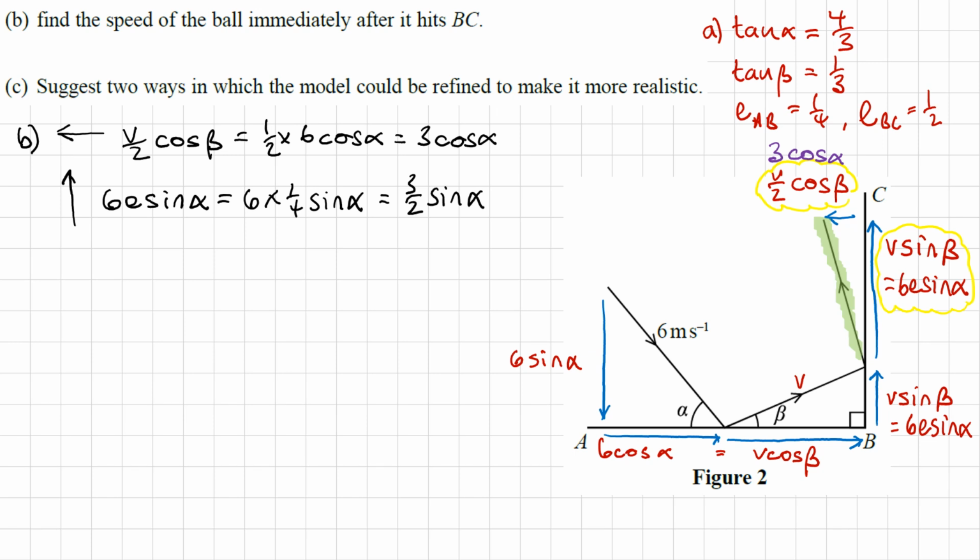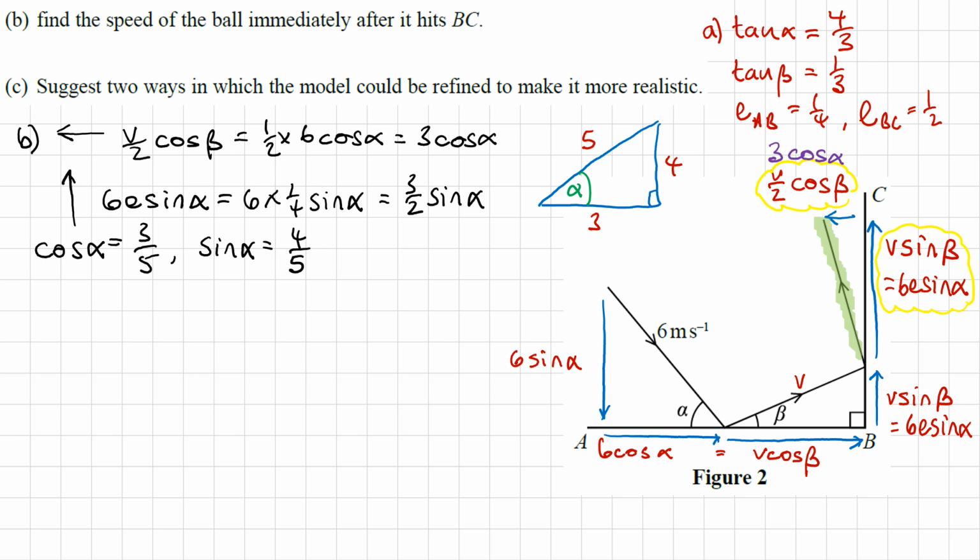Now we were told that tan alpha is 4/3, so we can use a triangle to work out the exact values of sine alpha and cos alpha. It's got a right angle triangle here. There's our alpha, 4/3, so opposite over adjacent. Hypotenuse is 5, so that will give me cos alpha is equal to 3/5, and sine alpha is equal to 4/5.